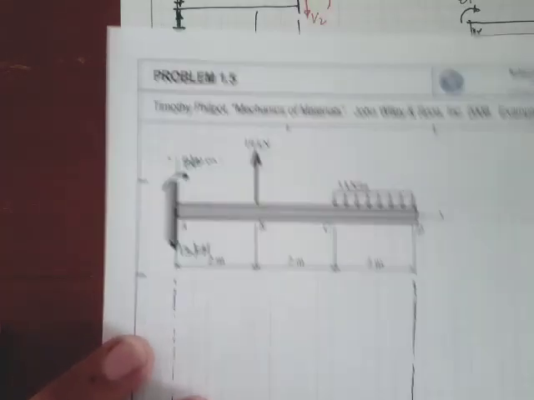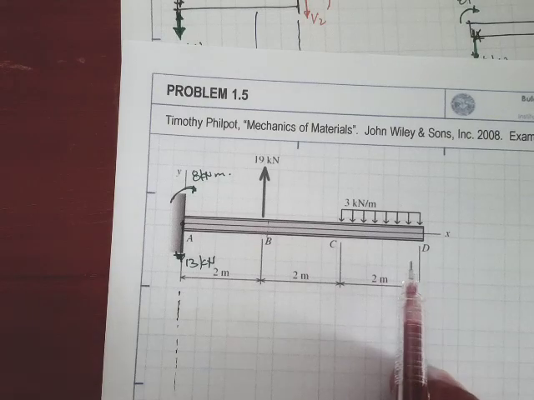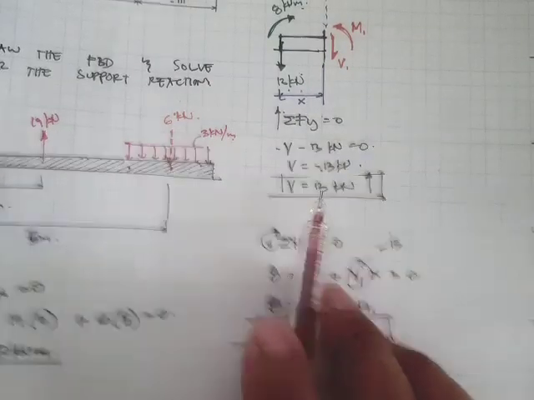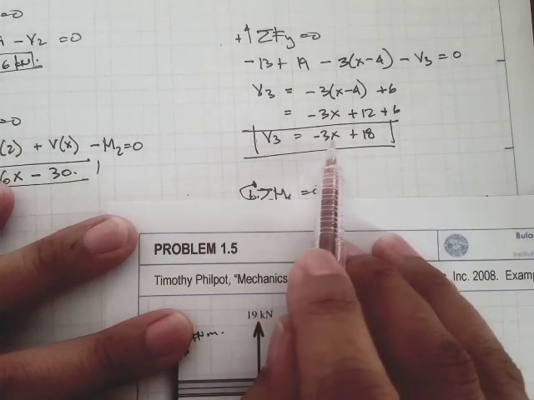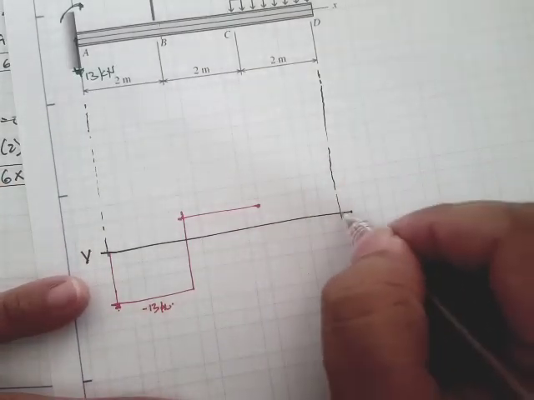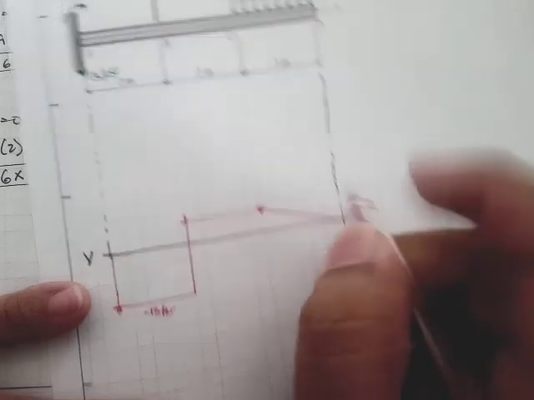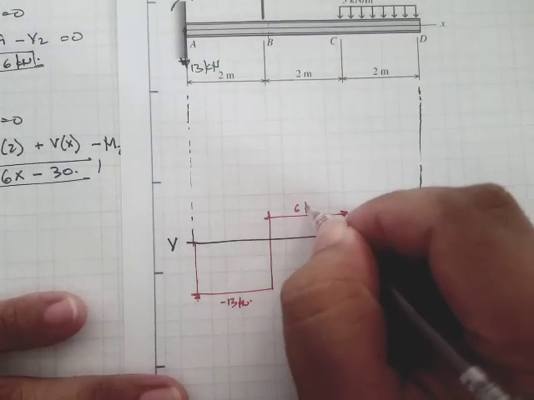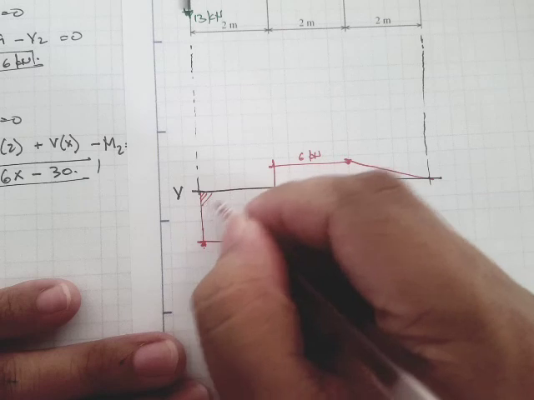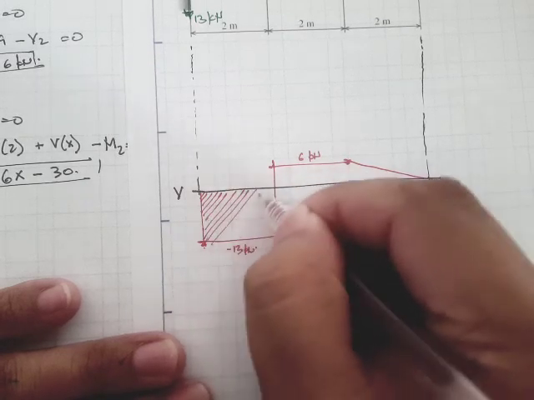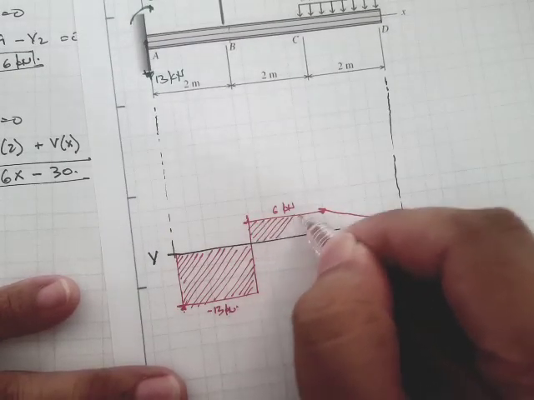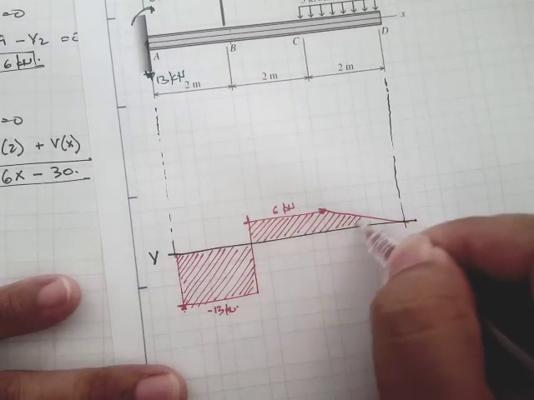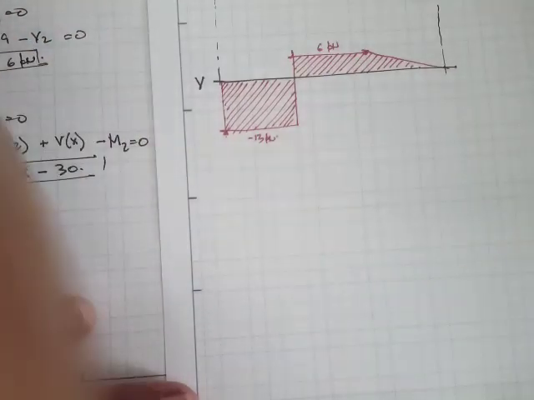Okay, and from point C to point D, we have a linear function. This is negative 3x plus 18. If we draw this line, what you get is something like this. Since it's negative, the slope is negative. So 6 kilonewtons, and that's going to be our shear diagram.